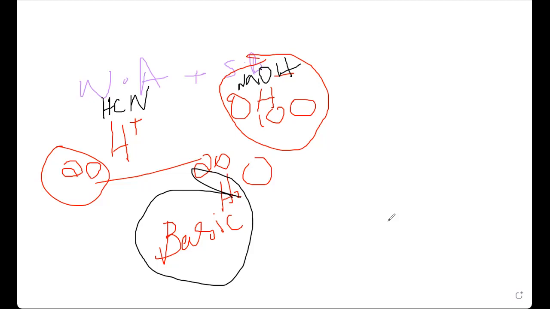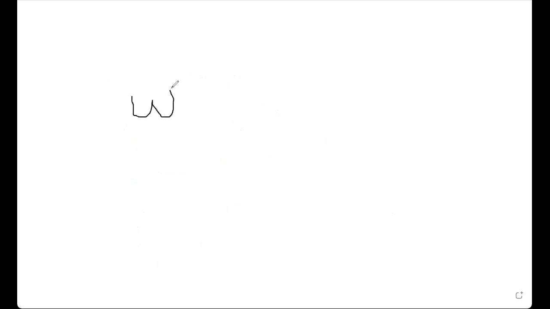I mean, how would we know that the final solution is basic here? How can we check that the final solution is basic? So we have indicators. Indicators can change color according to the solution. So we have to use a specific indicator in this case, which could show you some darker shade in basic solution so that you should know, okay, the final solution is basic here. But before that, let's do the fourth type of titration in which you have to use weak acid and weak base. What happened here? Weak acid and weak base.